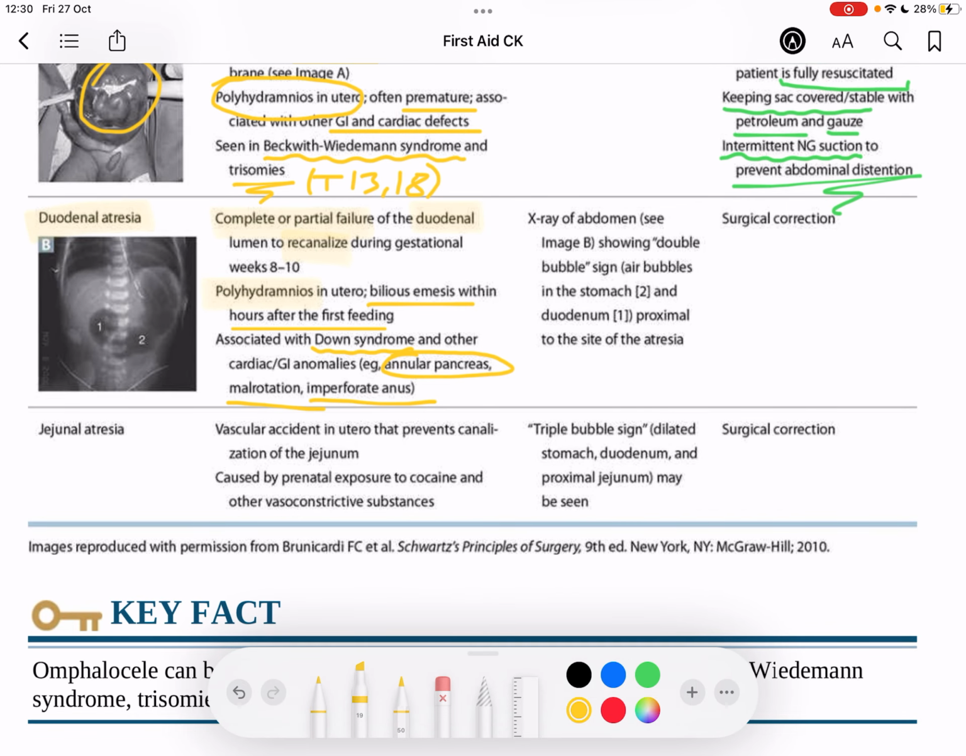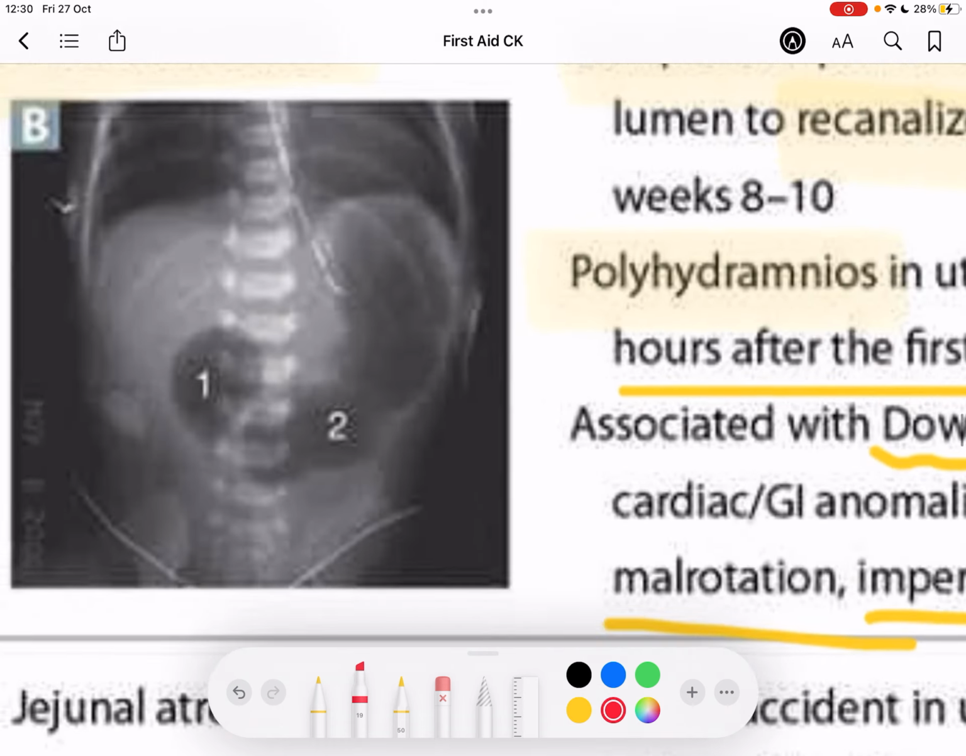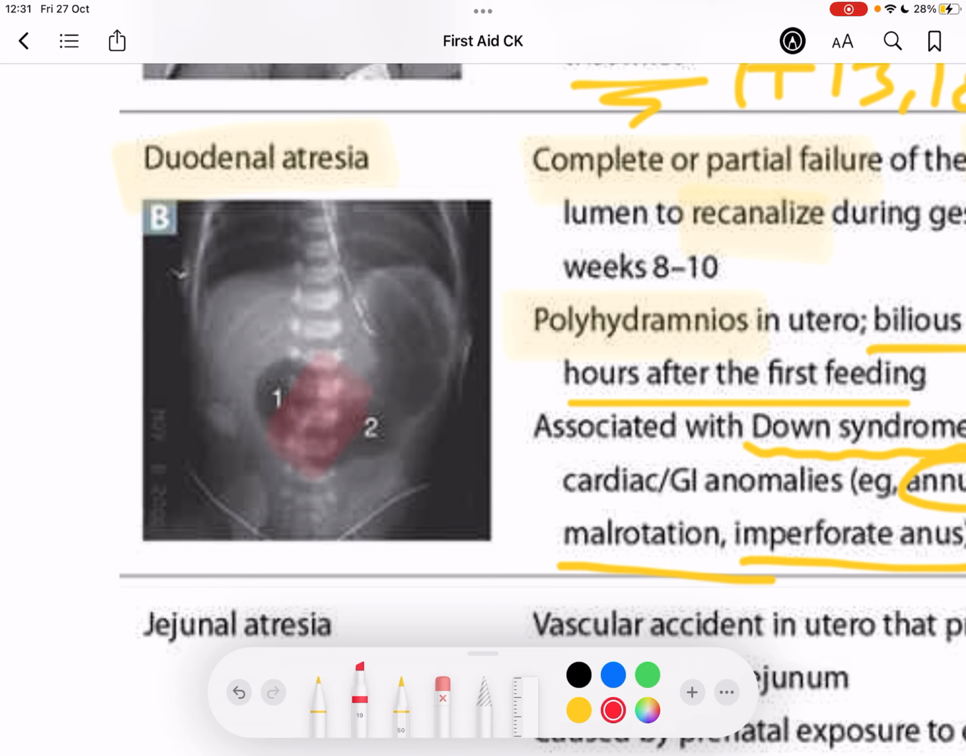If you suspect duodenal atresia, your first imaging will be to do an X-ray. With the X-ray, you can see the double bubble sign where the stomach is inflated and the distal duodenum after the atresia is also inflated as well. But you can see the area of the atresia with the inflation either side.